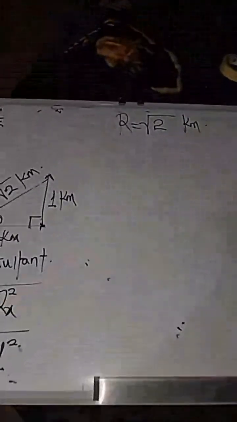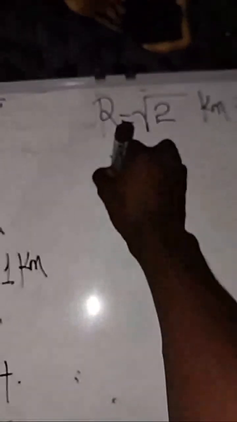So the next thing I'm going to look for is the value of theta. So how do I get theta? There's a formula for that. The next thing I'm looking for is my direction.